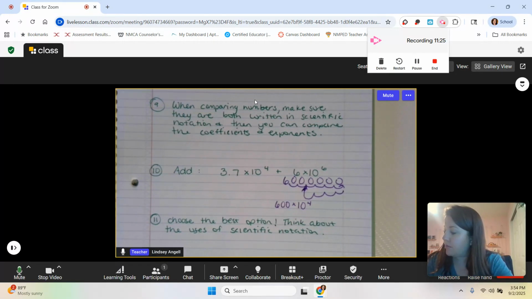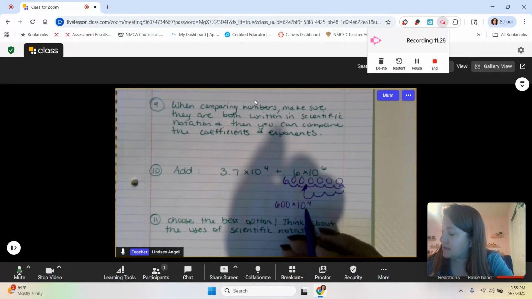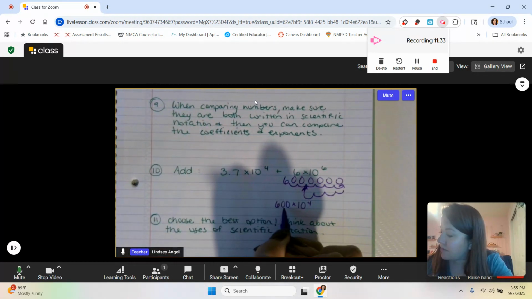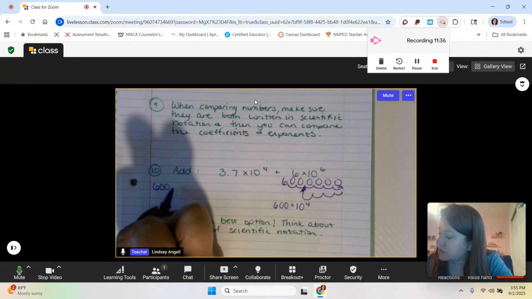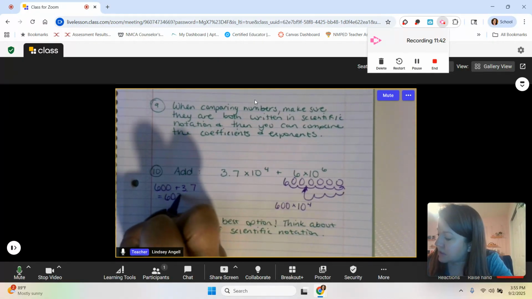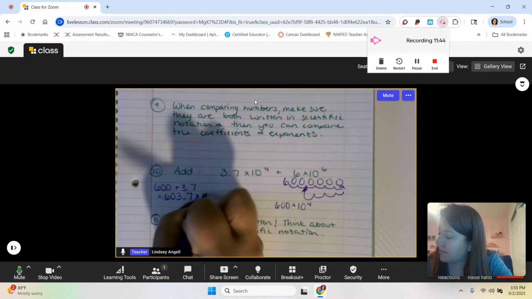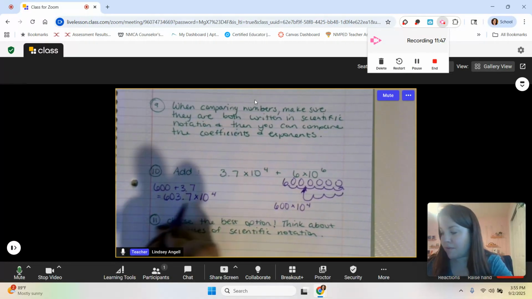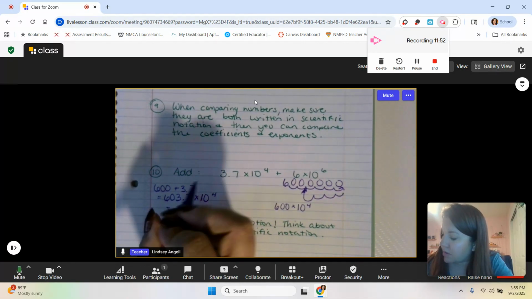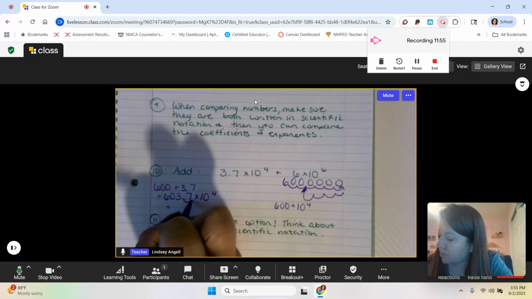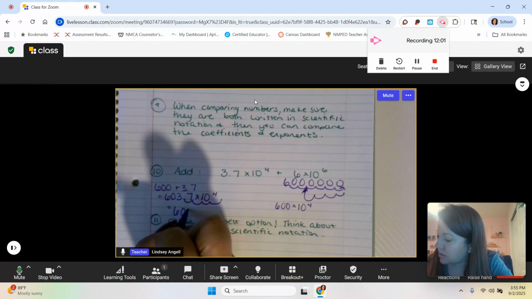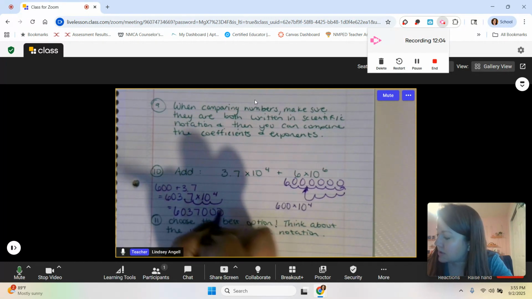Okay, now with that, then we can say, okay, well, let's go ahead and add our coefficients. We can have 600 plus 3.7. That gives me 603.7. And then we have it times 10 to the 4th. But my big red flag right here is that it's not written in scientific notation. So once again, I'm going to move my decimal 1, 2, 3, 4 spots over, giving me 6037, and then 3 more zeros.